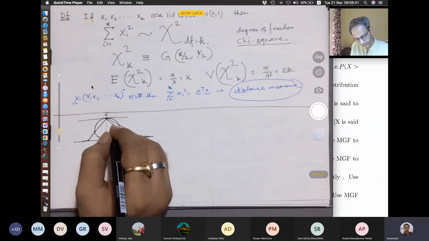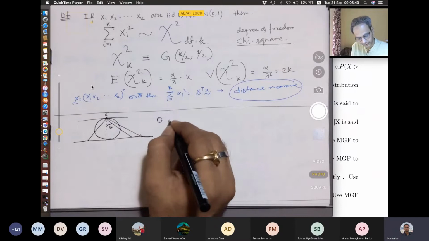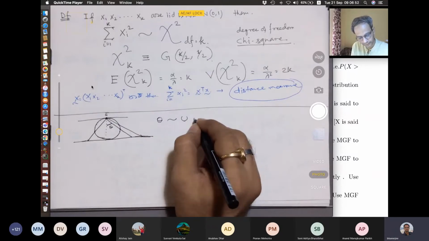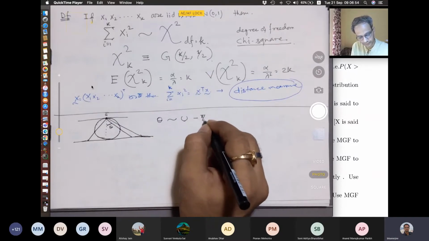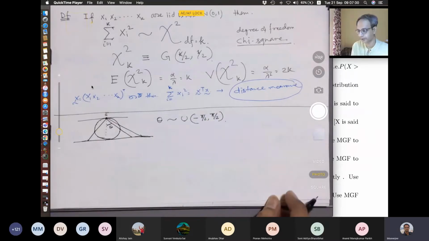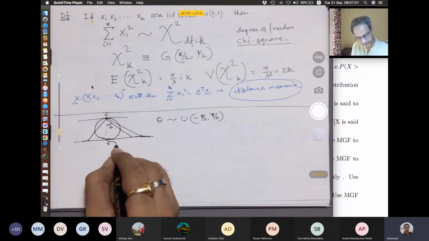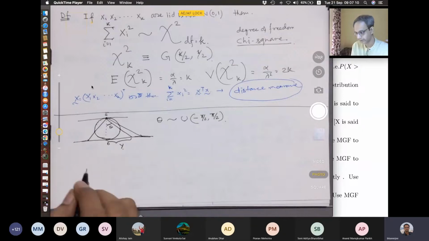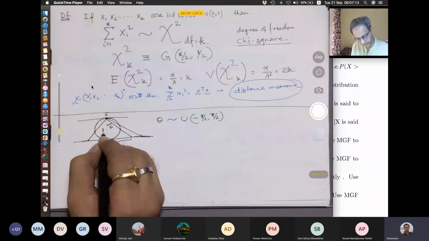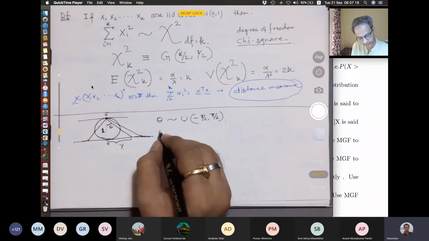Now the angle of the light source can vary. So theta can vary uniformly from -π/2 to π/2. If it is so, then if I define in this way, say this is 0 and this length is y, consider this height is 1. Can you find the distribution of y?